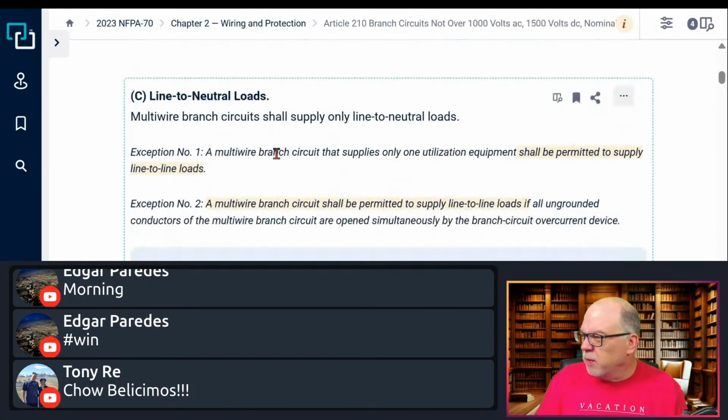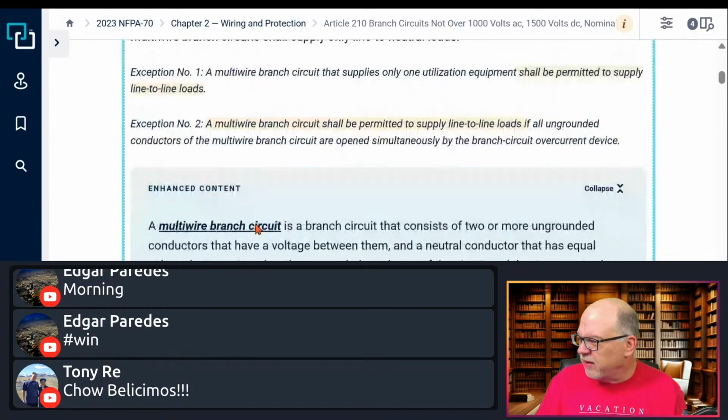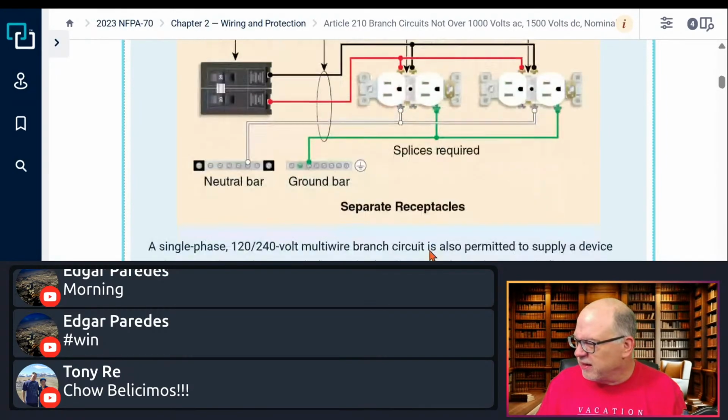All right, now, what about line to neutral loads? It says multi-wire branch circuits shall supply only line to neutral loads, okay? So this is an example right here. This is line to neutral loads. This is line 1 to this neutral. It's one circuit. Line 2, the red, to the neutral is the second circuit, okay? These are line to neutral loads, and that's what a multi-wire branch circuit is allowed to supply.